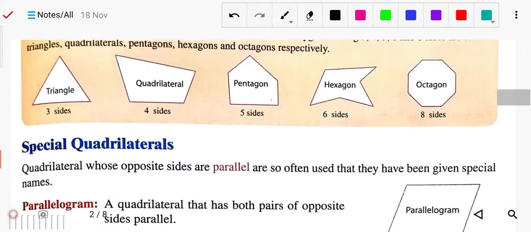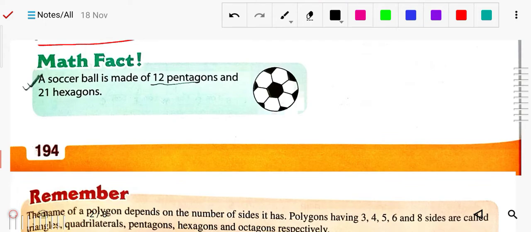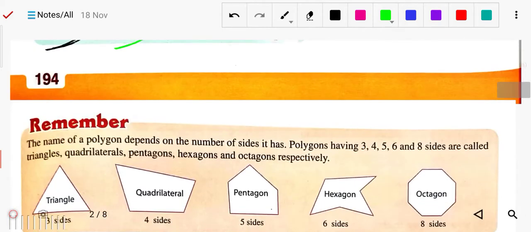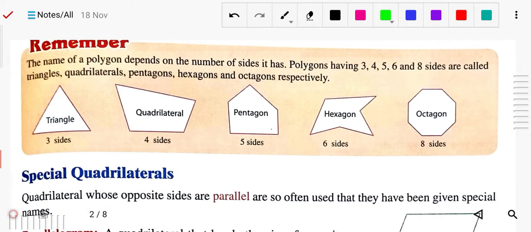Now this is a very important fact you can remember. A soccer ball is made of how many pentagons? 12 pentagons and 21 hexagons. Always remember it. How many pentagons? 12. And how many hexagons? 21 hexagons. Next, the name of a polygon depends on the number of sides it has. Polygons having 3, 4, 5, 6, 8 sides are called triangle, quadrilateral, pentagon, hexagon and octagon respectively. We have already studied this in the previous exercise.